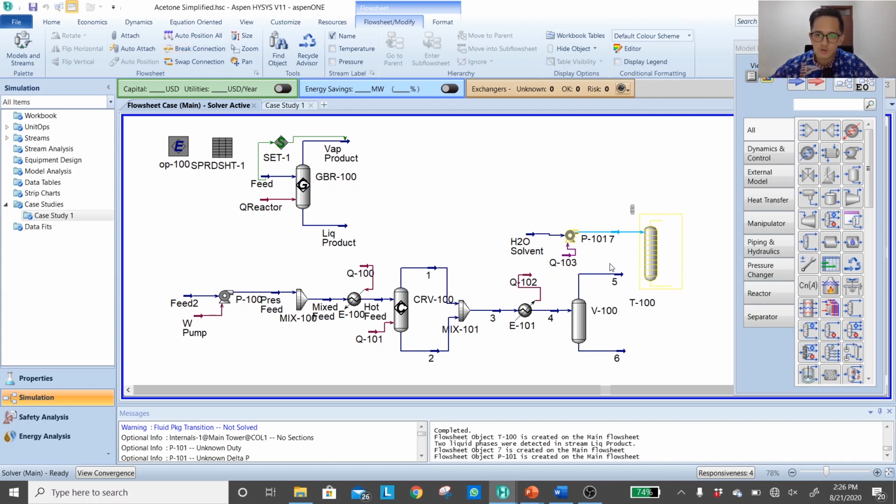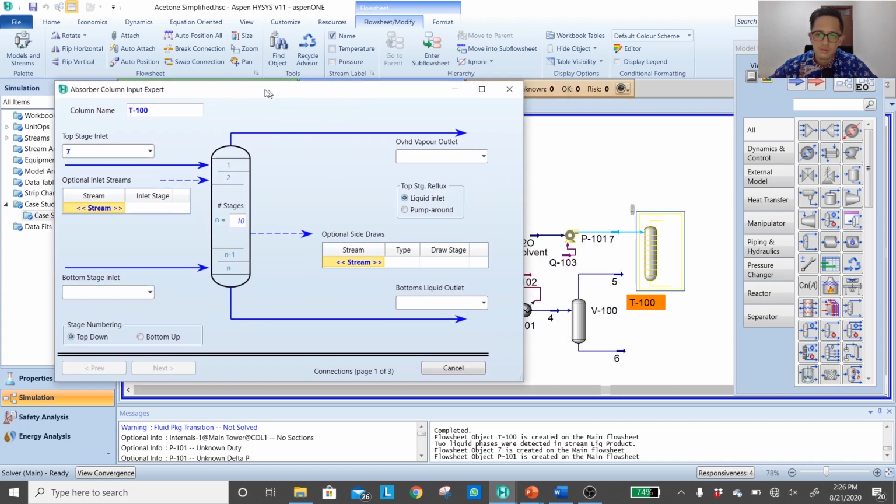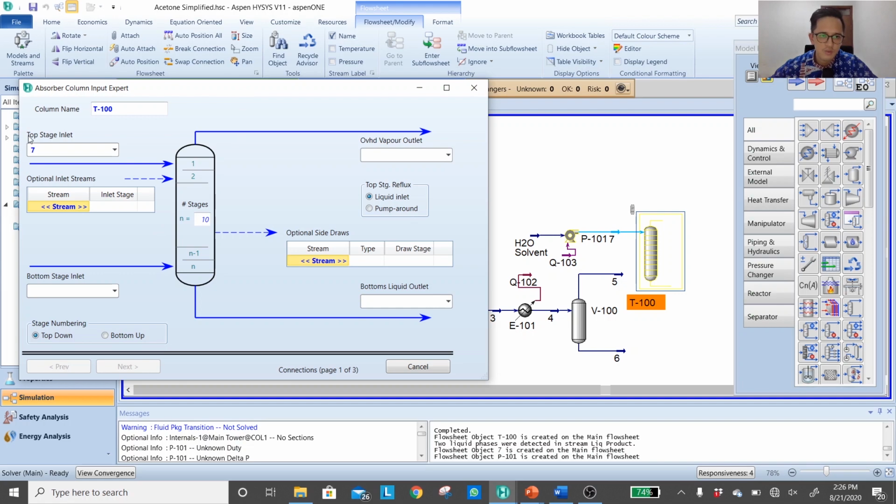So the concept of absorber is you will send the liquid from the top of the stage and you will send the vapor from the bottom of the column. Okay, so it's safer to define it this way. Top stage inlet is the liquid, that's correct. Bottom stage inlet is the stream 5. Overhead vapor outlet, that's the gas discharge.